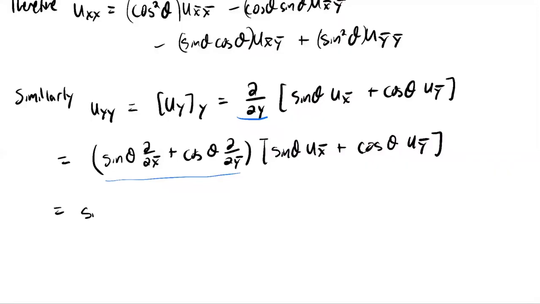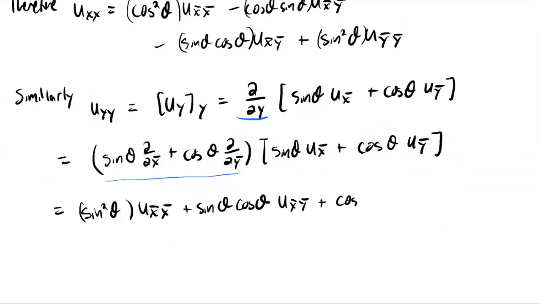So this ends up being, well, I have sine squared theta u_x bar x bar plus sine theta cosine theta u_x bar y bar. That comes from distributing this term using the linearity. And then I'm going to distribute the second term. So I end up now with plus cosine theta sine theta u_x bar y bar, and then finally plus cosine squared theta u_y bar y bar.